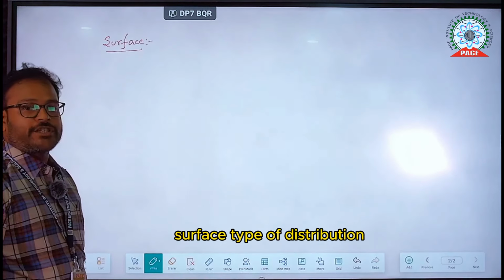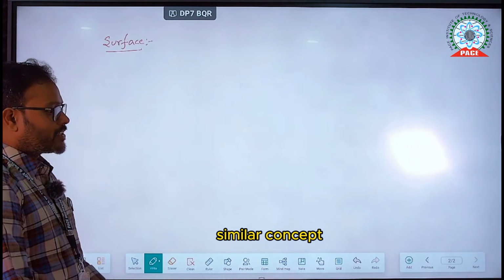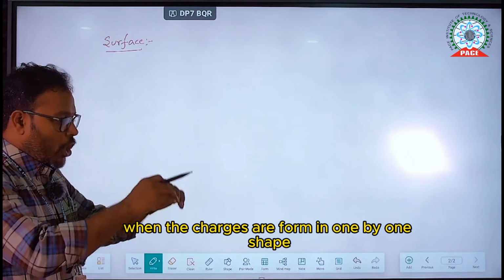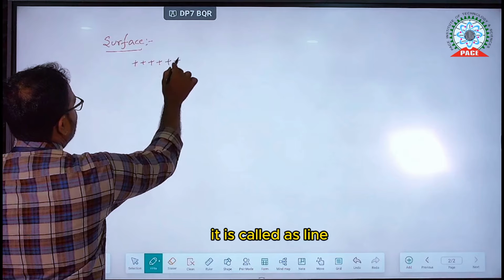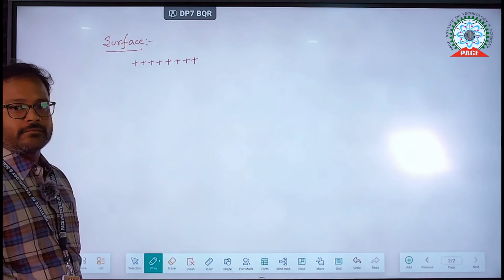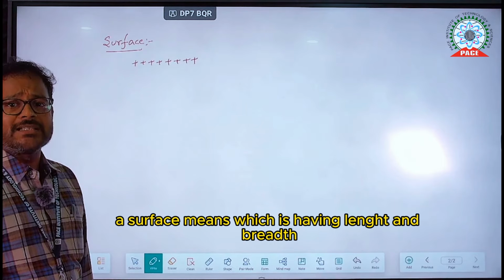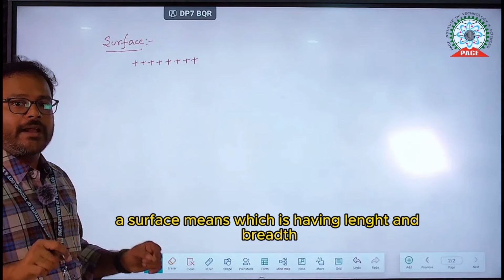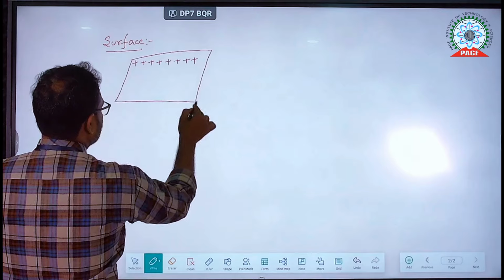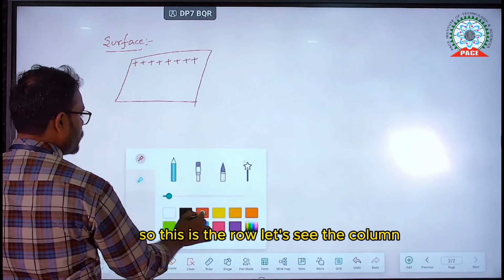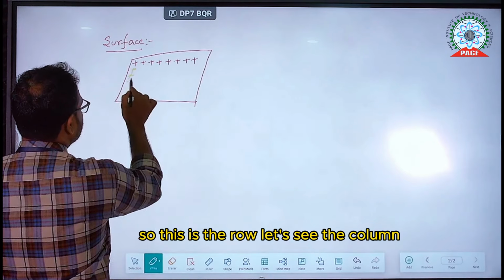Surface type of distribution. Similar concept. When the charges are formed in a one-by-one shape, it is called a line. A surface means something which has length and breadth. So take a shape. This is the row. Let's see the column.